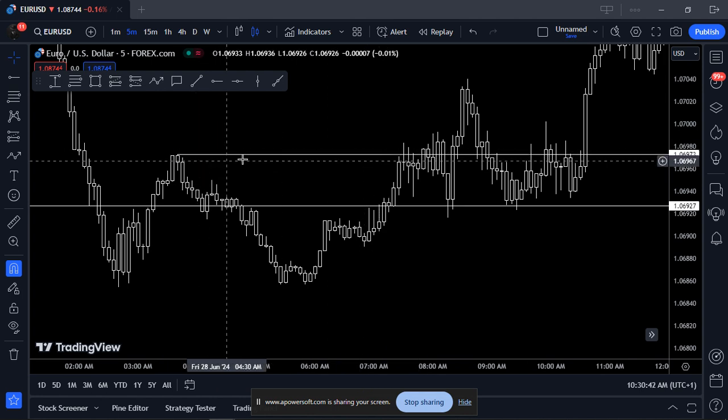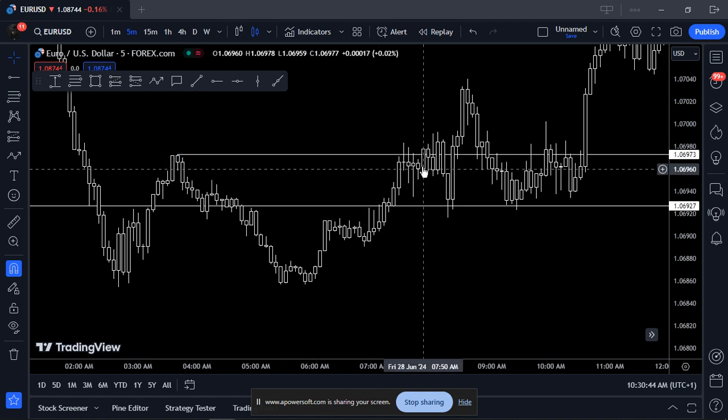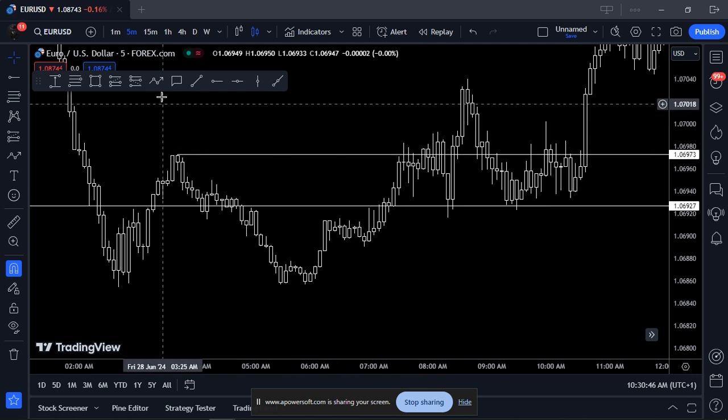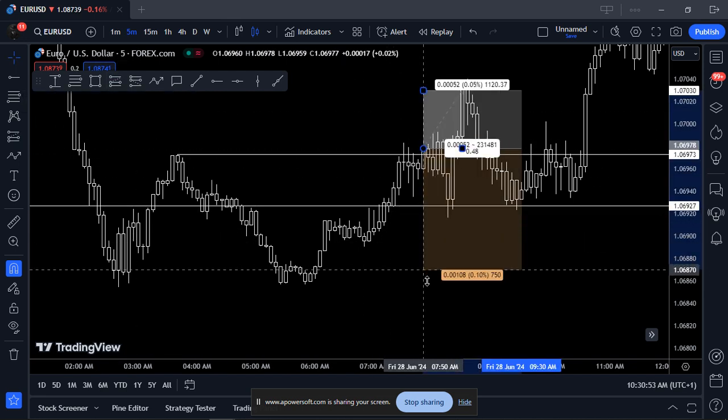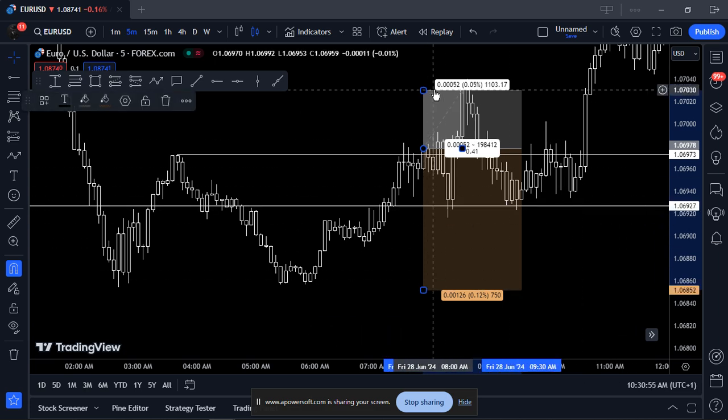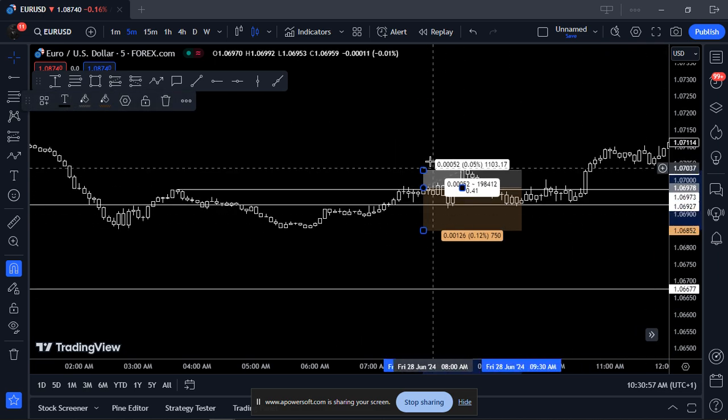So across this line, the first candle close happens to be this one. That's where we long our trade from. We long our trade from this. Stop loss below. Then we take our take profit.